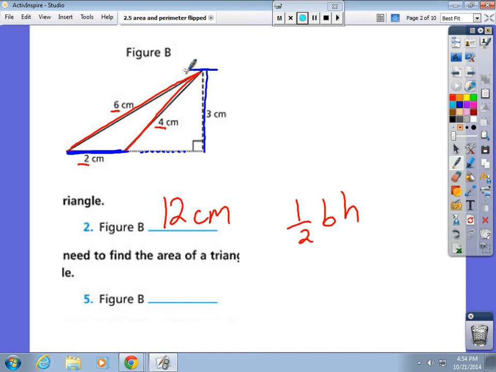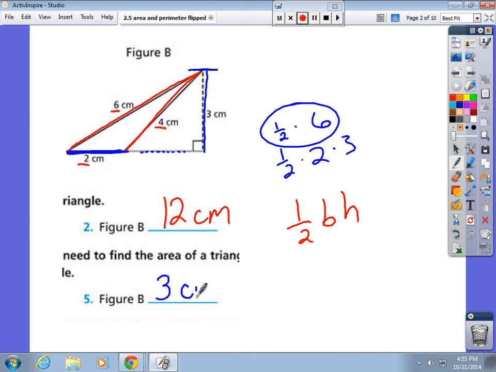So 2 times 3, base of 2, times 3 of height. Multiply that times 1/2. 2 times 3 gives me 6. 1/2 times 6, or 6 divided by 2. Remember, 1/2 times 6 and 6 divided by 2 is the same thing. That's going to give me 3 centimeters squared. Remember, you also could write 3 square centimeters. At the end of the video, you'll see me doing that just because I typed it out, and it's a little easier to type this than it is to make that little 2 up there.